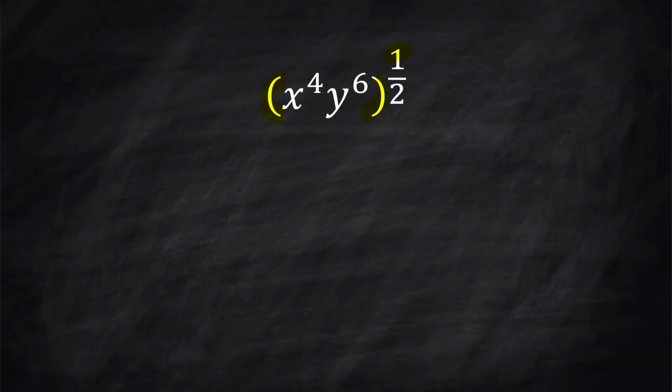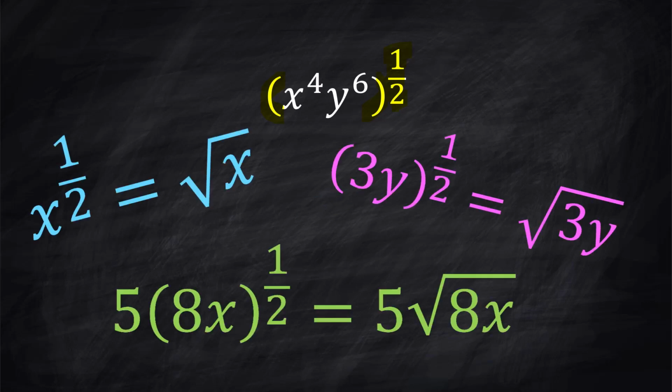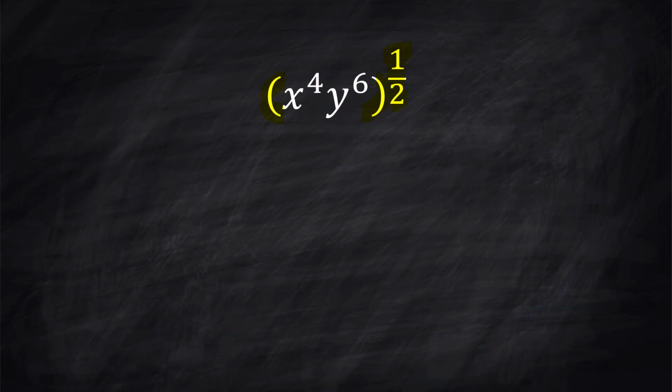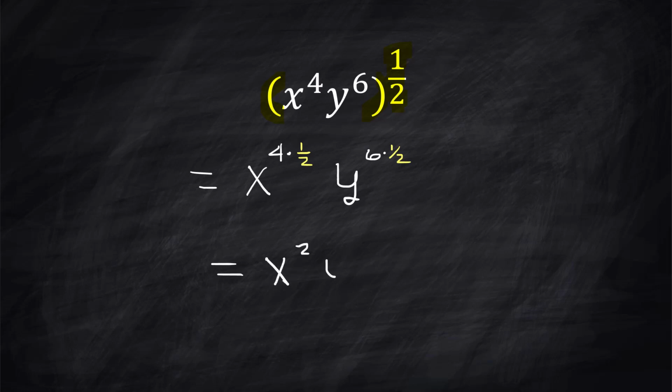This entire quantity, x to the 4th, y to the 6th, is being raised to the 1/2 power. That can be kind of complicated in most problems, but for this one, it's pretty sweet because both of those exponents inside the parentheses are even numbers. This is going to work out really nicely. You end up with x to the 4th times 1/2, y to the 6th times 1/2, and that turns out to be x squared, since 4 times 1/2 is 2, and y to the 3rd power.